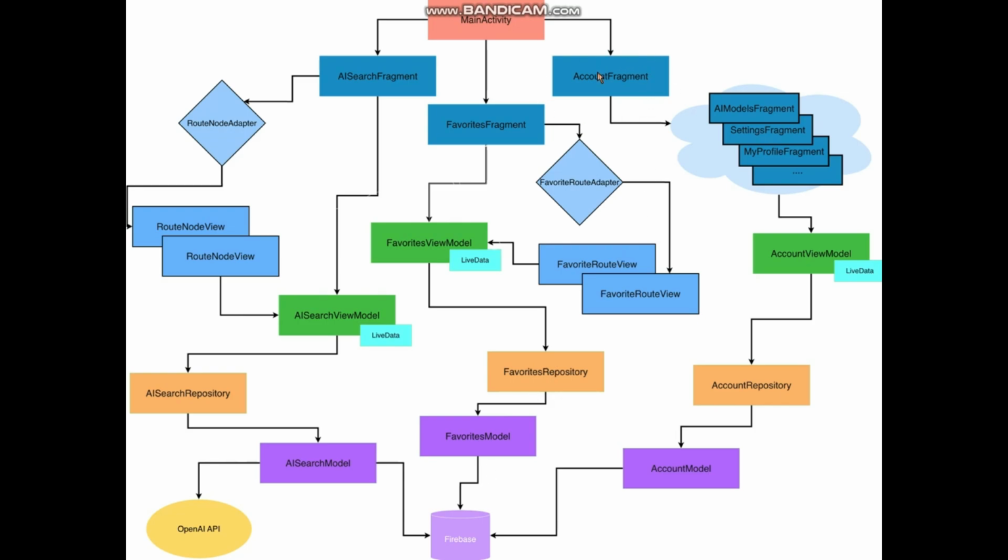In account fragment, the user can view basic profile info and navigate to other pages. All of these fragments rely on account view model, which manages the user's data and actions. The view model calls account repository, which handles loading and saving data to Firebase as well.